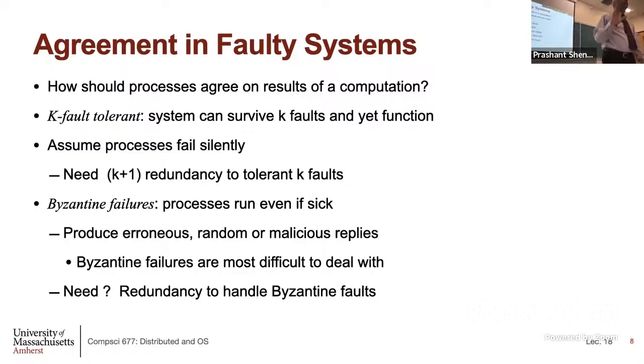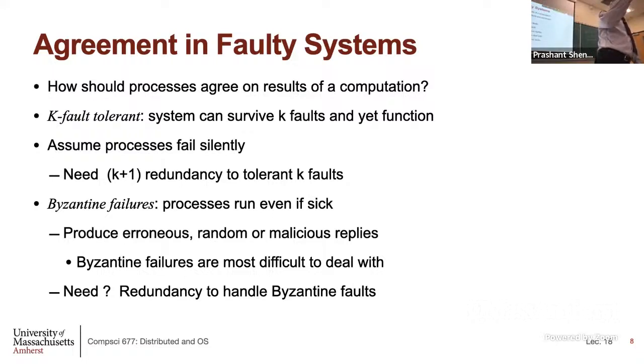Okay? So the basic idea is when you have crash fault tolerance, you are going to essentially have K plus one replicas to tolerate K faults, because you have K of these replicas failing, and you want at least one that works. Because as I said, in crash fault tolerance, if the process or the replica is working, it's producing correct results. Okay? So if you have processes that fail silently, which is another way of saying crash fault tolerance, you need K plus one redundancy to tolerate K faults. You need K plus one replicas to tolerate K faults. Okay? So long as at least one process or replica is up, you can produce results. Okay? That's a very straightforward thing.